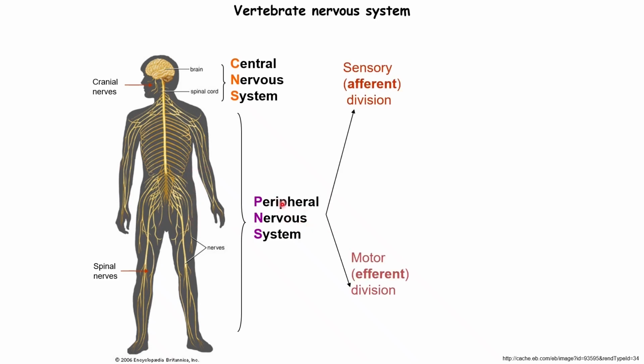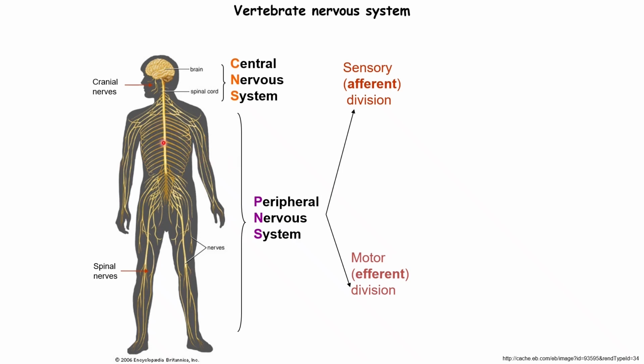The peripheral nervous system can be further subdivided into two components, the sensory part and the motor part. The sensory division basically includes those nerves that are collecting information from different parts of the body and relaying it to the spinal cord and the brain. So the information is flowing from the body towards the brain, and this is also called the afferent division. And these nerves that are carrying information to the brain are called afferent nerves.